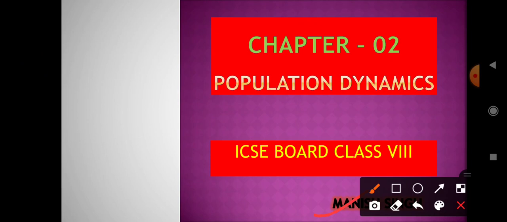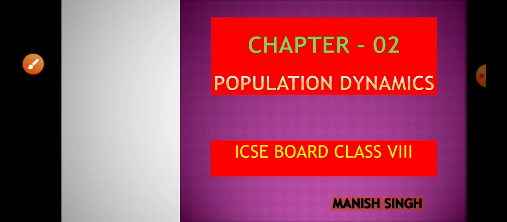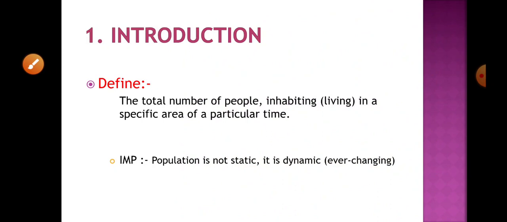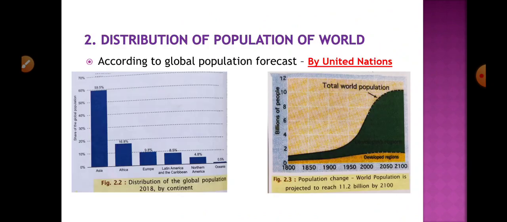Last time we started chapter number 2, which is population dynamics, in the ICSE board class 8. We already discussed the introduction, the definition and its importance. Then we discussed how population is distributed, the world population percentage by country in 2018, and the distribution of the world's population and the data given by the United Nations.